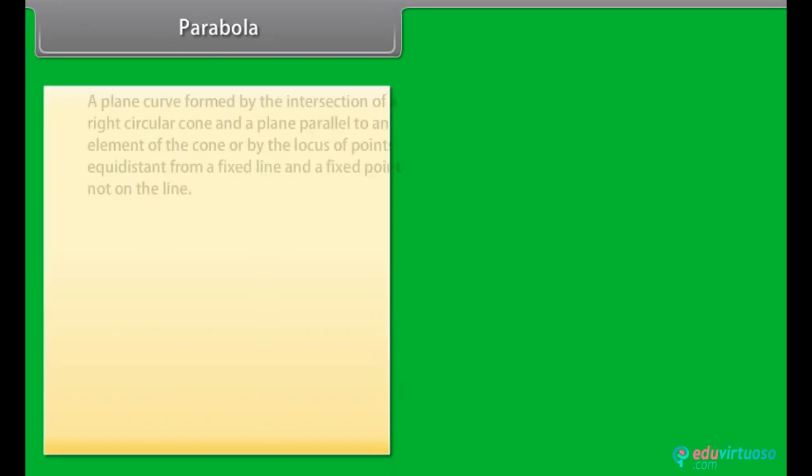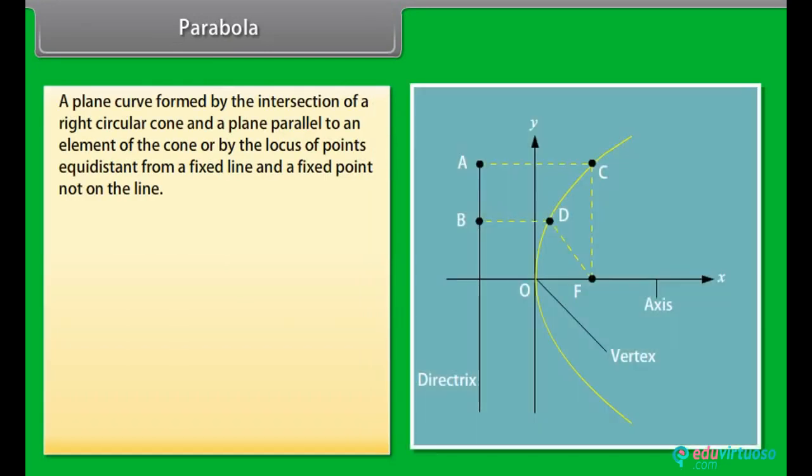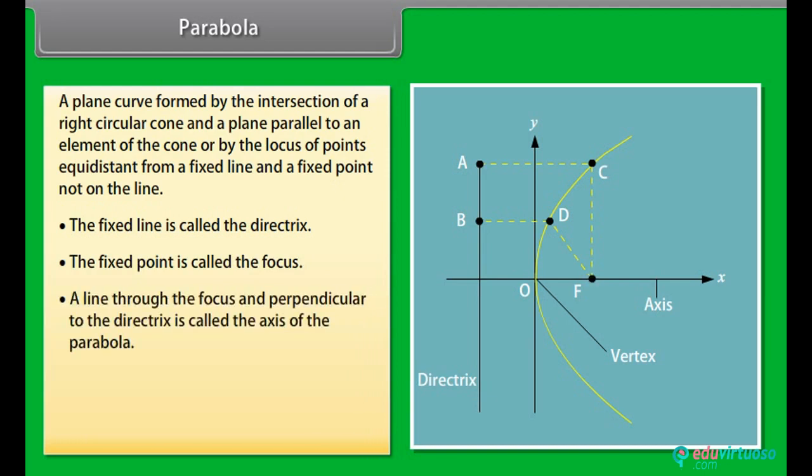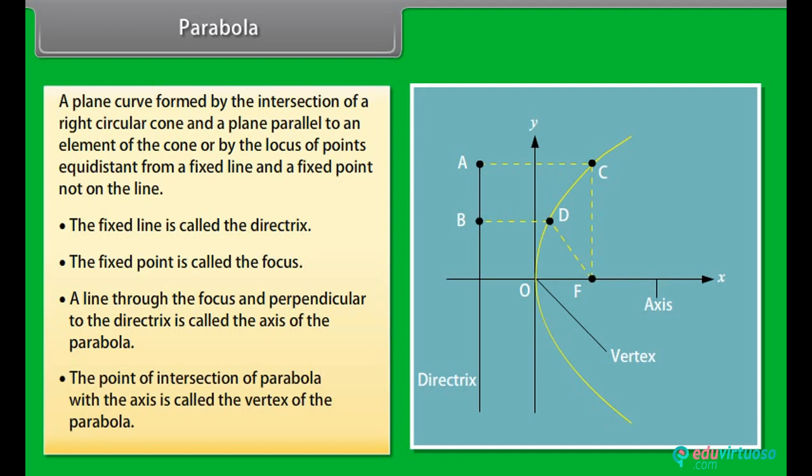Parabola. A plane curve formed by the intersection of a right circular cone and a plane parallel to an element of the cone, or by the locus of points equidistant from a fixed line and a fixed point not on the line. The fixed line is called the directrix. The fixed point is called the focus. A line through the focus and perpendicular to the directrix is called the axis of the parabola. The point of intersection of the parabola with the axis is called the vertex of the parabola.